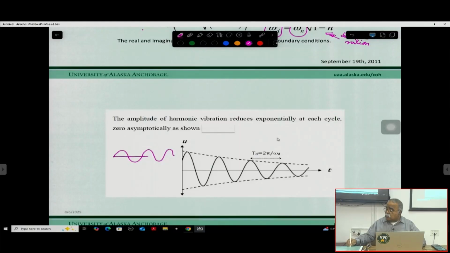It continues with the same amplitude as this part. But as damping is introduced, there will be a decay, and the time period will be 2 pi by omega D. Earlier, this was equal to 2 pi by omega N, right? So that's your omega N, and now from here to here, this is 2 pi by omega D, because that's your damped period, okay?